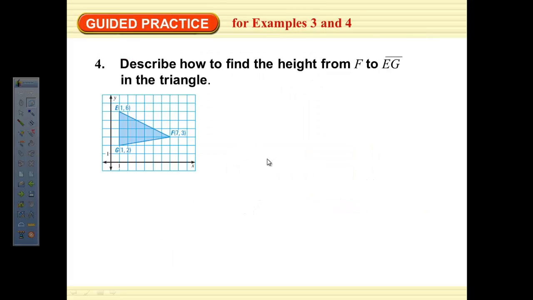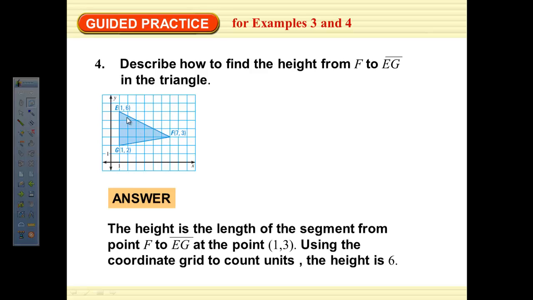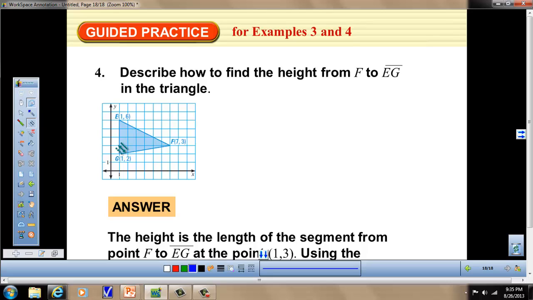For this next one, it says find the height from point F to segment EG. In this case, if we look at it carefully, we see that a point here, and if we want to find the height, it has to be perpendicular to the side opposite it. So we have this length right here, and what we can do is draw a line that goes from here to here, and that would be our height. So our height can be found if we can see that there's a horizontal or vertical line, in this case a vertical line, and then we can just count it out.